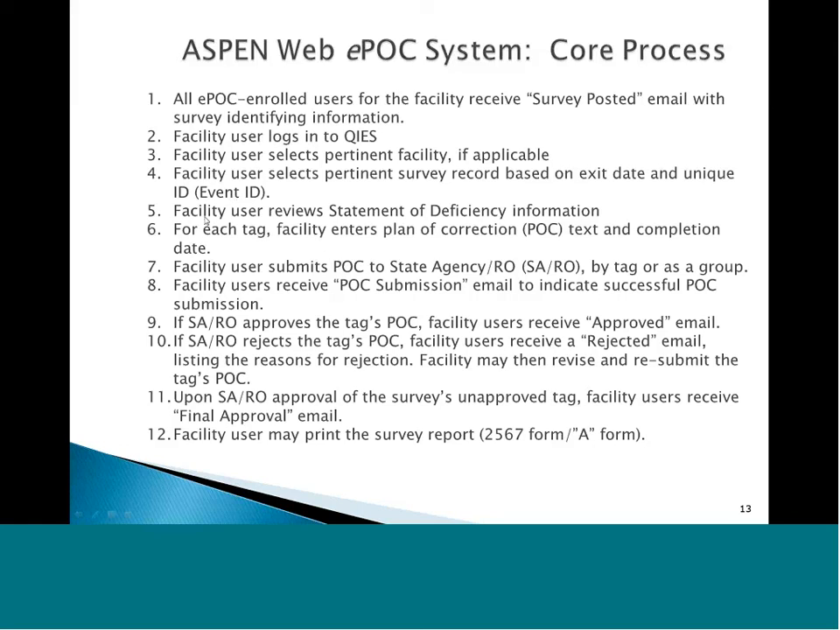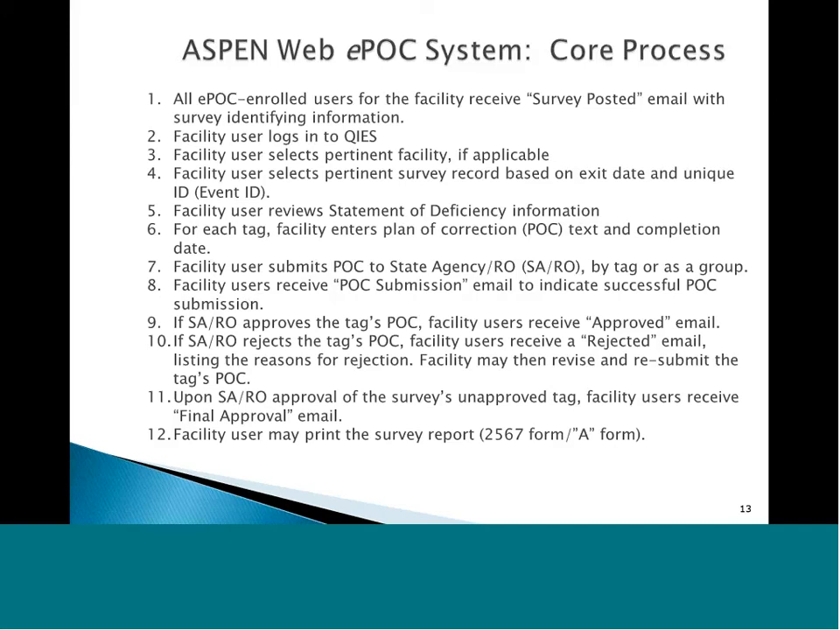You then will see the survey detail window that we looked at earlier where you can review the statement of deficiency information. Step 6, for each of the tags, you will need to enter the plan of correction information and its associated completion date, and then submit that plan of correction to the state agency. And as we talked about, that can be done by individual tag or submitted as a group to the state agency or regional office. Step 8, once that submission occurs, facility users will receive the POC submission email, so you know that you or someone at your agency has submitted plan of correction information.